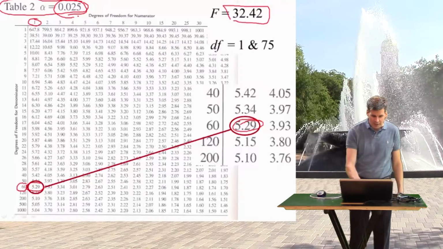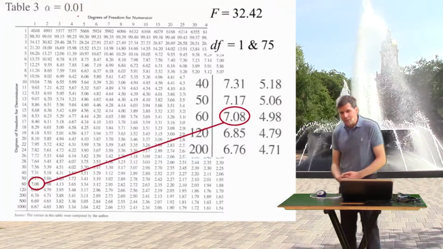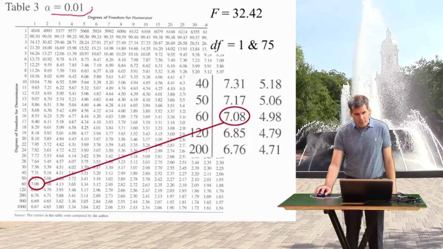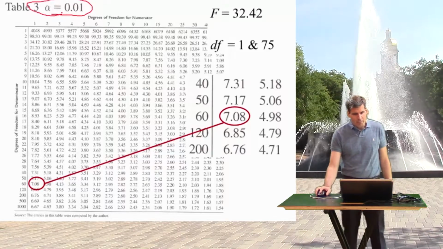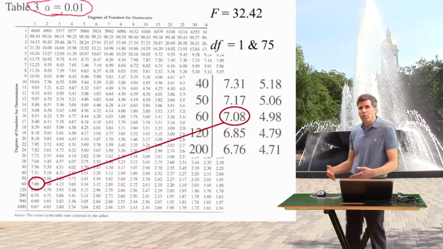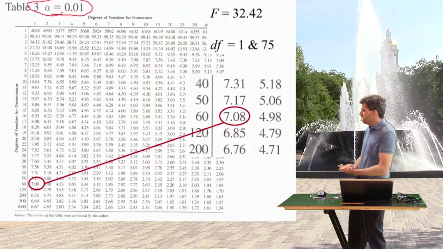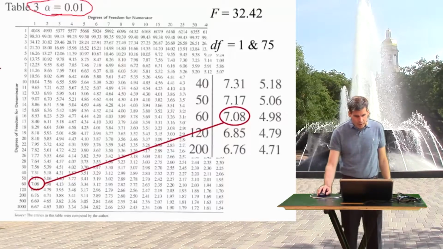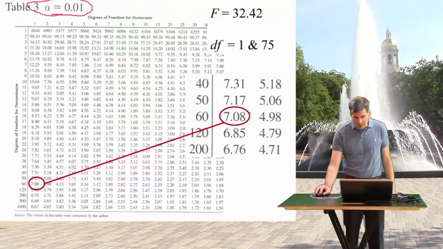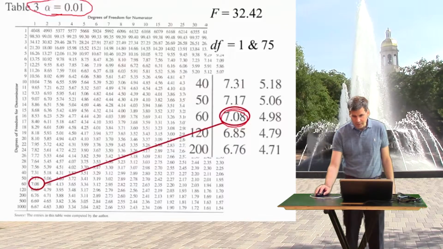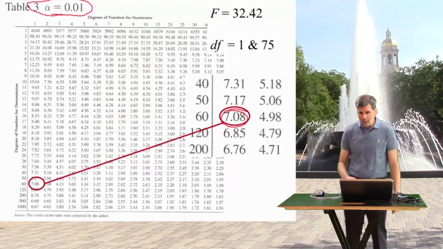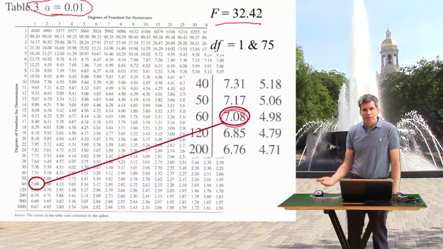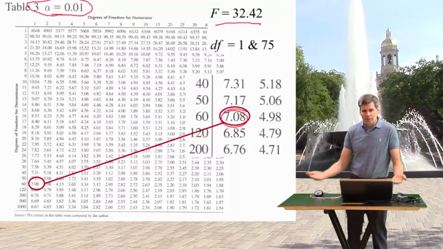Let's flip the page. Let's keep on going. As long as we keep getting significant things, we'll keep on going. So this page is for alpha 0.01. So this is going to allow us to determine the probability, or say, is P less than 0.01? Is this something that would happen less than once in 100 times? Our critical value, zoomed in here, is 7.08. With 1 and 75 degrees of freedom, our critical value is 7.08. And our F, 32.42, exceeds that critical value. So we can say P is less than 0.01.